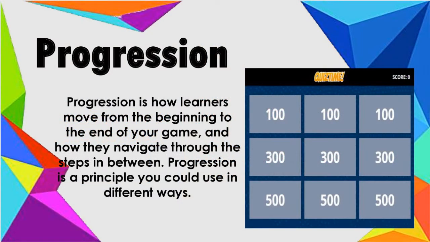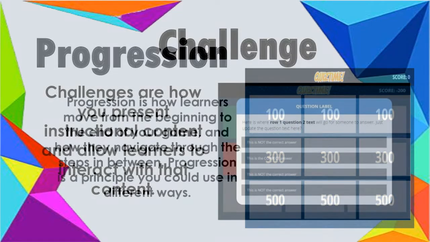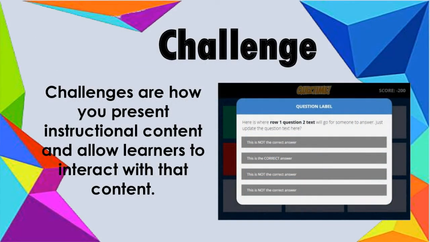Next is progression. Progression is how learners move from the beginning to the end of your game and how they navigate through the steps in between. So progression is a principle you could use in different ways. As the learner moves throughout the game, they clearly see where they have been along with what levels or cards were successful or unsuccessful. The next is challenge.